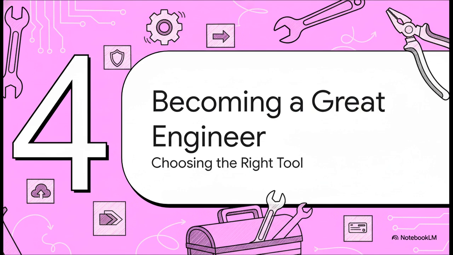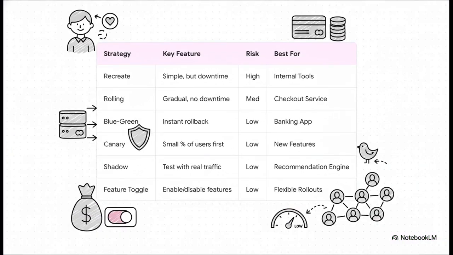And this brings us to what's probably the most important part. Becoming a great engineer isn't just about knowing these methods exist, it's about knowing how to choose the right tool for the right job. All right, let's pull this all together with this table. You can really see the trade-offs here. As the strategies get more complex, the risk usually goes down, but the cost goes way up.